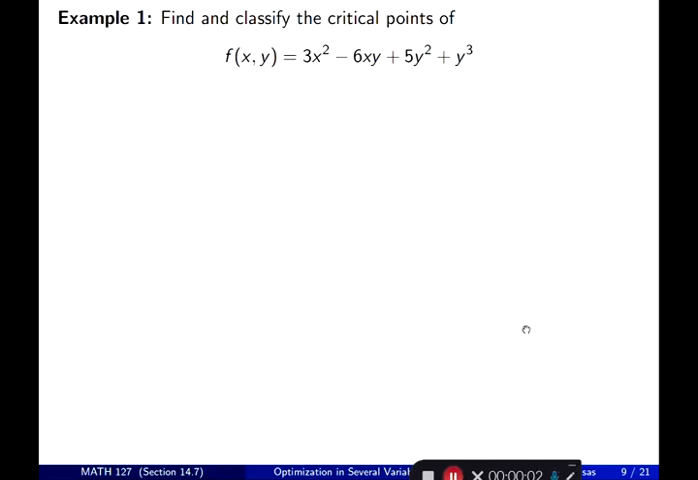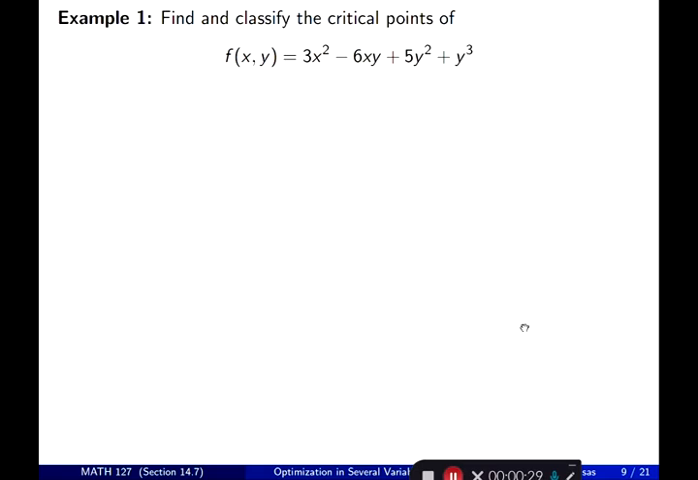We're continuing with section 14.7, and this time we're trying to use the second derivative test, basically. Example 1. Find and classify the critical points of f of x and y equal to 3x squared minus 6xy plus 5y squared plus y cubed. So let's first find them.